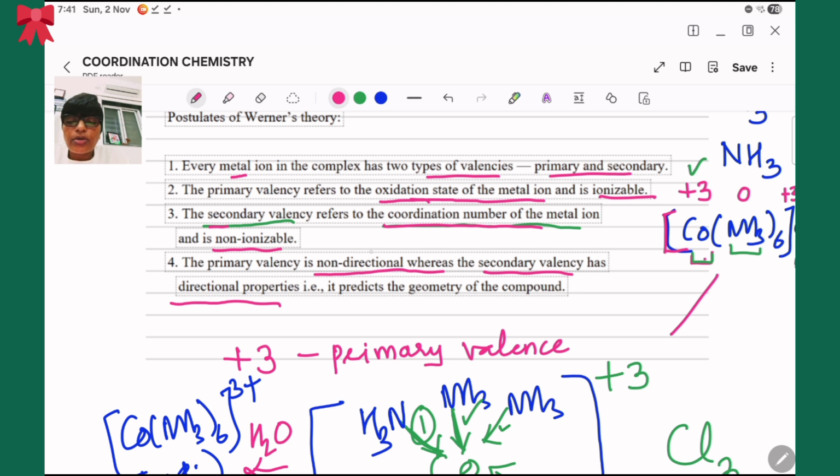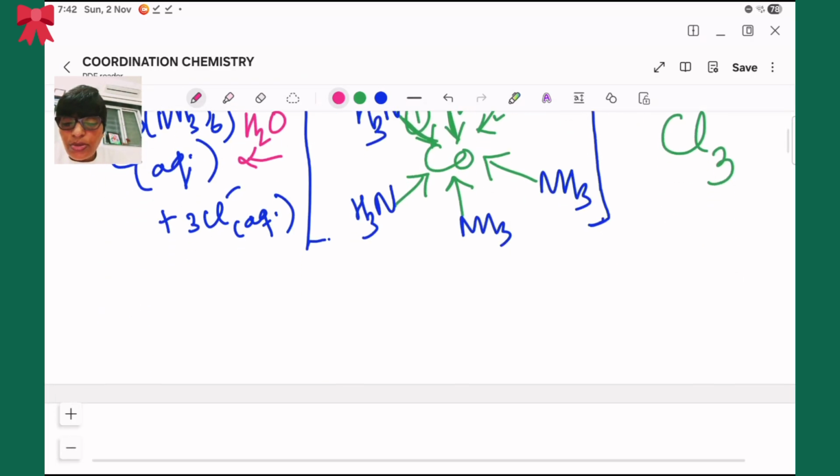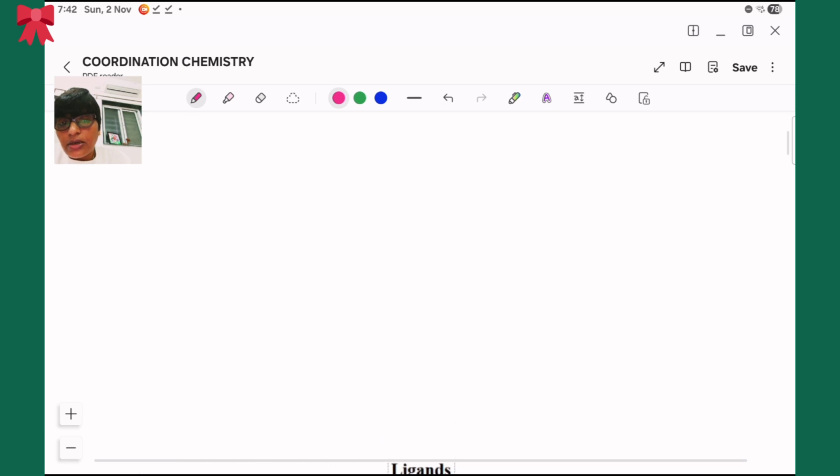The primary valency is non-directional. That means it does not have any particular angle or orientation. Whereas the secondary valency has directional properties. It has some angle and orientation due to the hybridization on the central metal atom or ion. So which valency helps us to predict the geometry or shape of a complex? The answer is definitely the secondary valency. I'm sure you have understood this, children. Please work hard. Coordination chemistry requires a lot of hard work and sincerity.